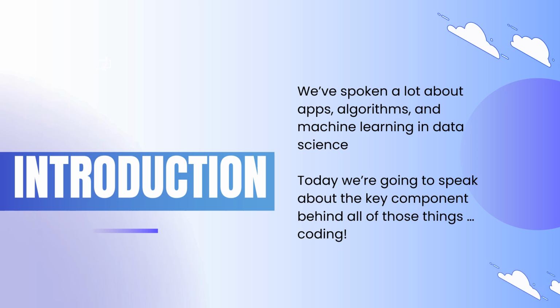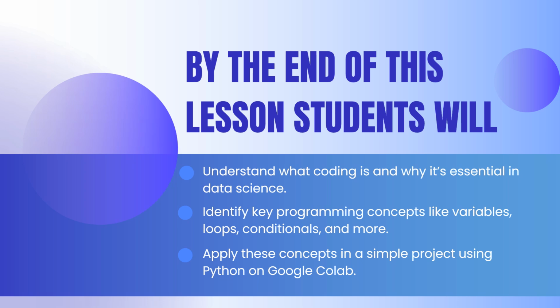So we've spoken a lot about apps, algorithms, and machine learning in data science. Today, we're going to speak about the key component behind all of those things, coding. By the end of this lesson, you will be able to understand what coding is and why it's essential in data science. Identify key programming concepts like variables, loops, conditionals, and more. And you'll be able to apply these concepts in a simple project using Python on Google Colab.